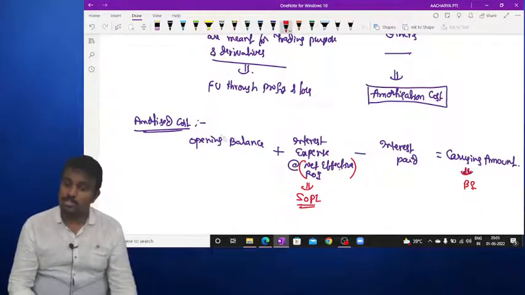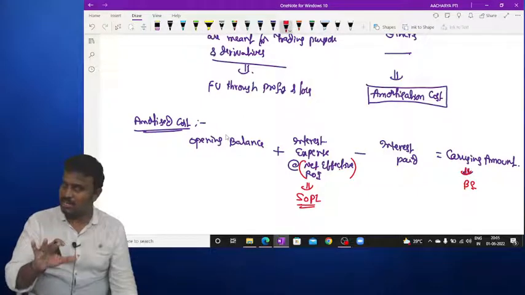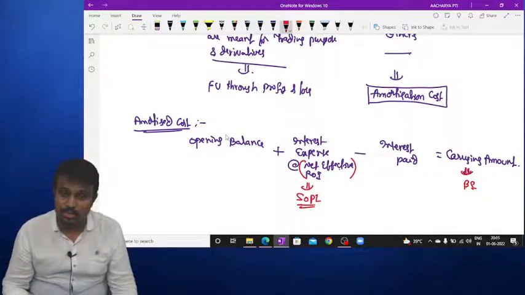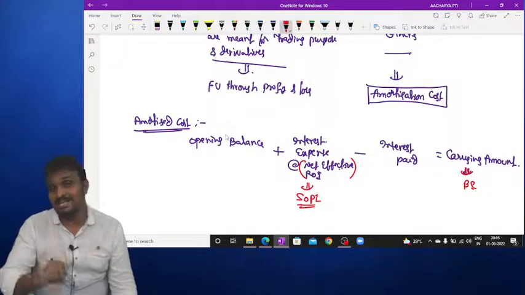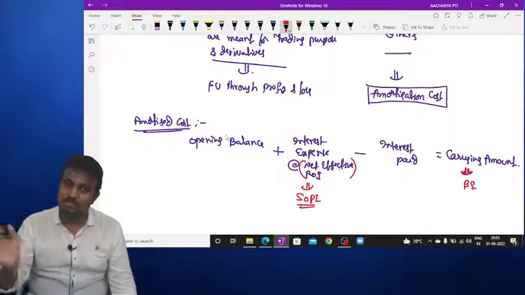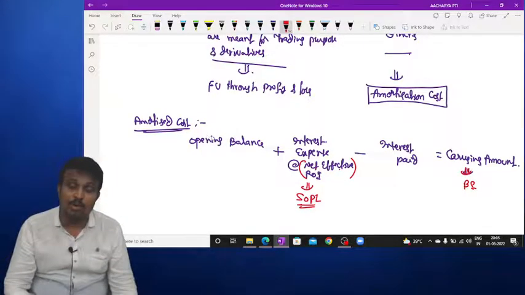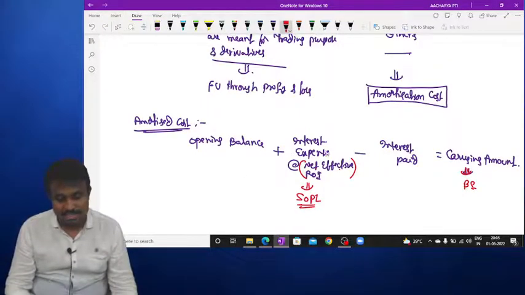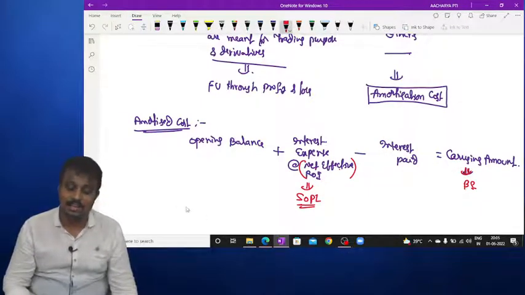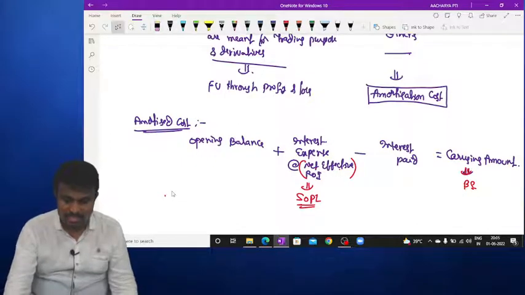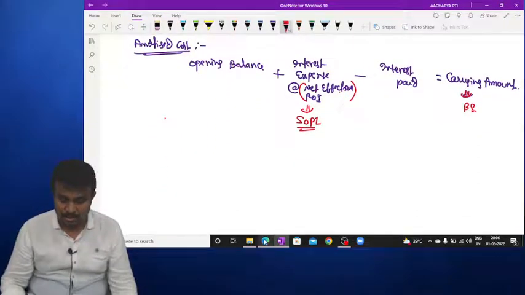In the amortized cost approach, initially the financial liabilities are recorded at net proceeds minus cost of issue. In the subsequent period, it is recorded at amortized cost. How to calculate that amortized cost? The opening balance plus interest expense at the net effective rate of interest minus interest paid, or amount paid, is nothing but the carrying amount.